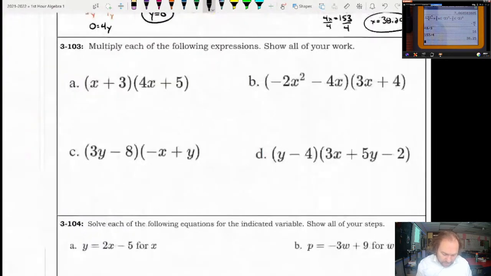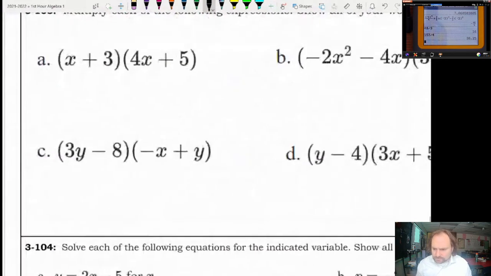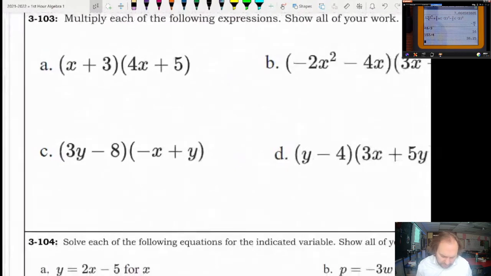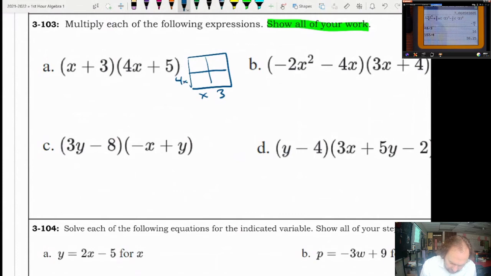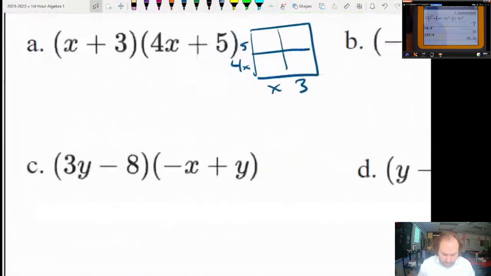And then finally we have 2 more problems here still. We're going to do a bunch of multiplying each of the following expressions, and make sure you show all of your work, please. I really think it's a good idea that you stick with the generic rectangle, especially as these get more complicated. X plus 3, 4x plus 5. I'm not going to use them since this is an answer guide. I'm just going to do the distribution in my head. But I am going to show all my work here.